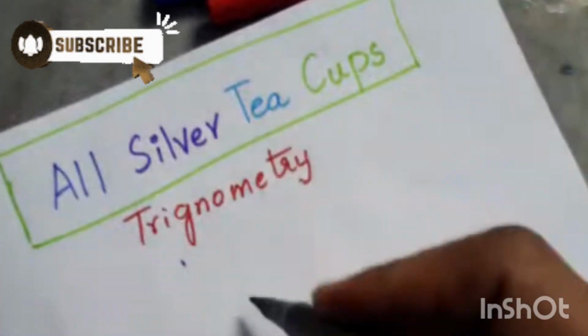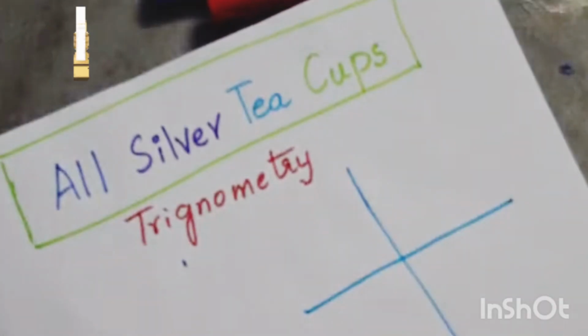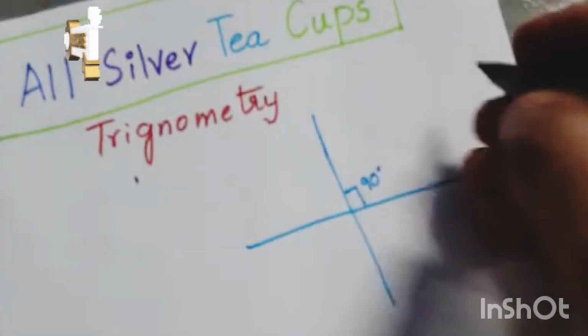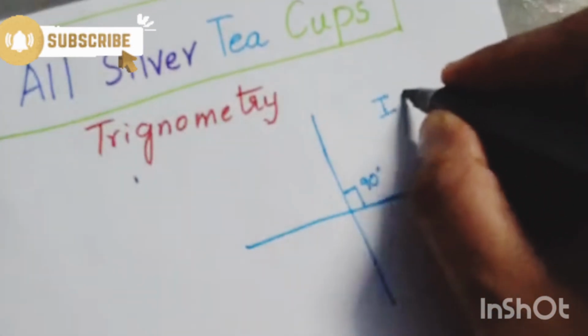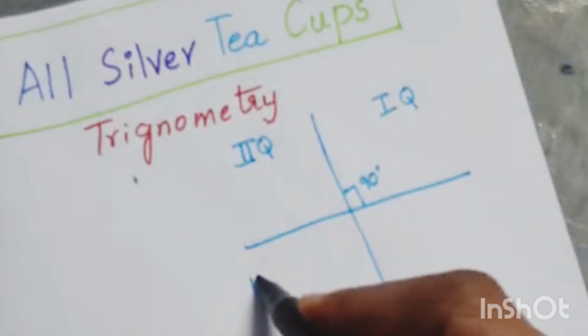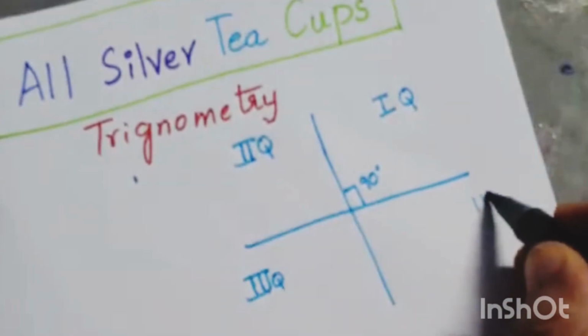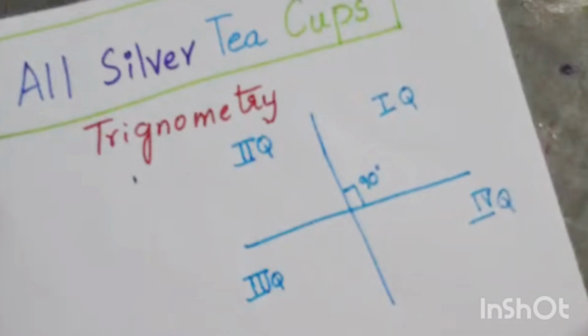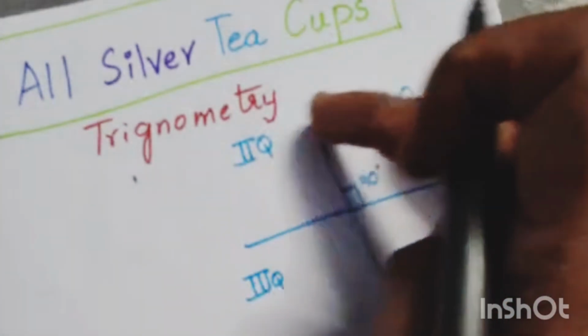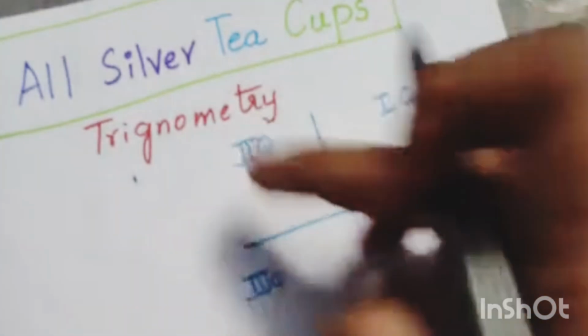What is meant by All Silver Teacups? First, I am going to draw it this way. See here, children, this is a 90-degree angle. First of all, which quadrant is this? This is the first quadrant, this is the second quadrant, this is the third quadrant, and this is the fourth quadrant. First of all, we have to know these four quadrants. We go from right to left: first, second, third, fourth.